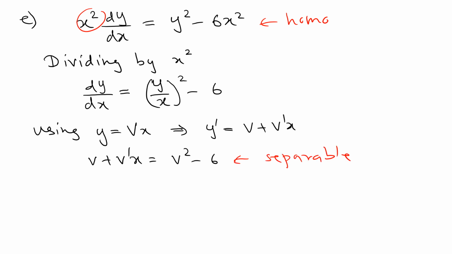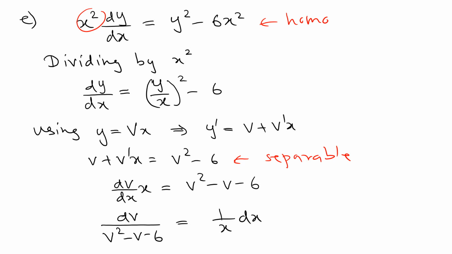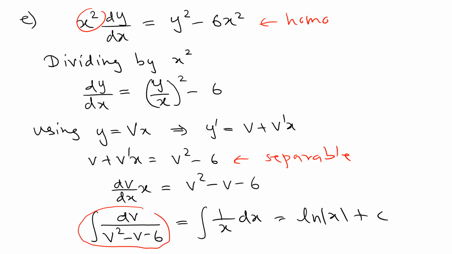So taking all the terms to one side and dividing, we can write it like this, and then dividing we have this. So integrate both sides. On the right side you get ln x plus c. Now what do you do with the left side? Left side you have to use the partial fraction method.